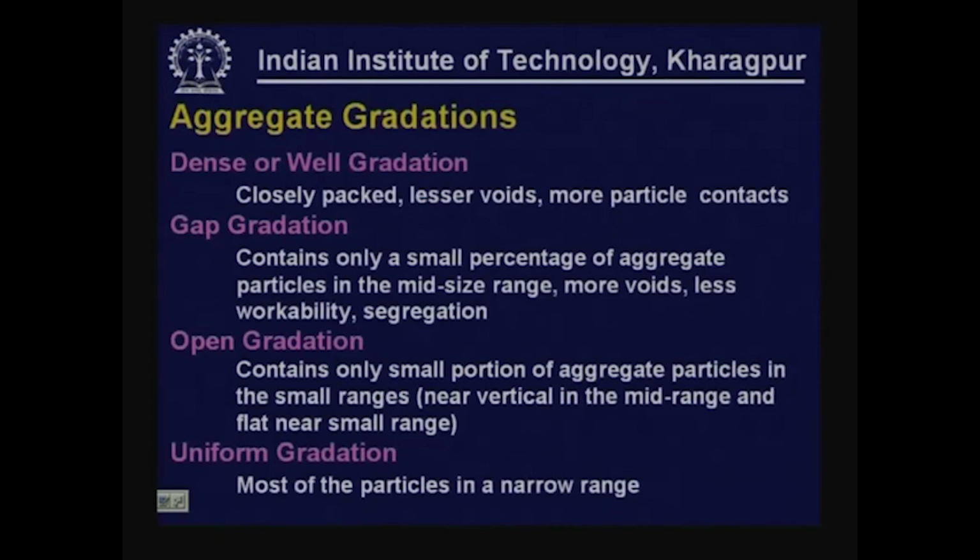The open graded aggregate that you saw in the previous slide contains only a small portion of aggregate particles in the small ranges, rather this gradation is almost vertical in the mid range and very flat near the smaller ranges. Coming to uniform gradation, most of the particles are in a very narrow range.